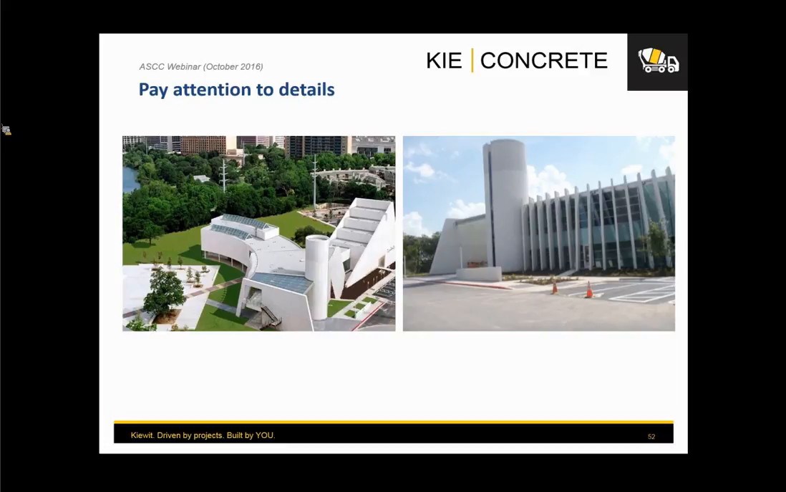Well, the concrete producer didn't pay attention to details, and they ended up with a little gray concrete from the drum mixers in the trucks that were dirty because they didn't clean the trucks to use the white concrete. You can see it there.